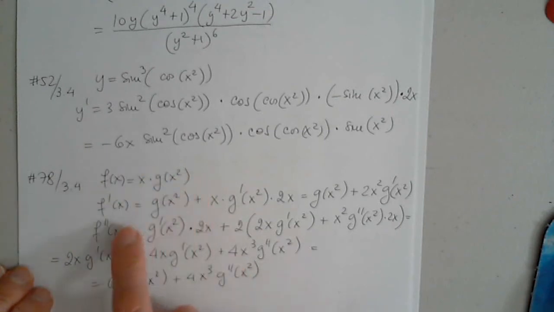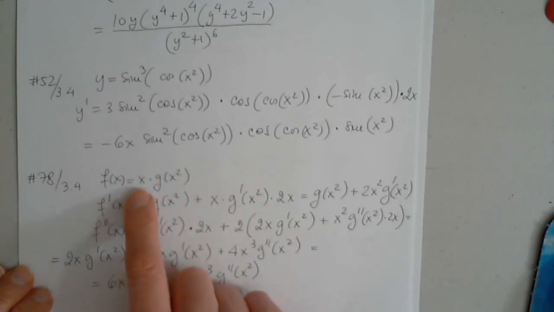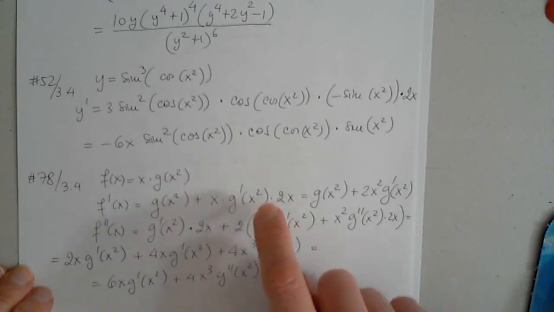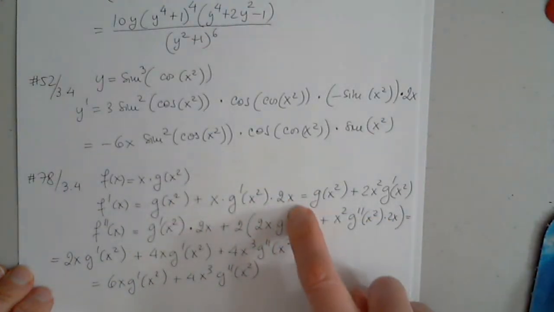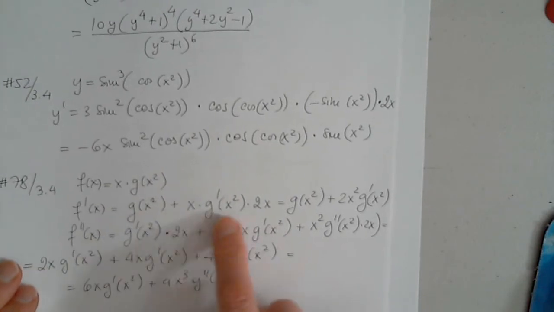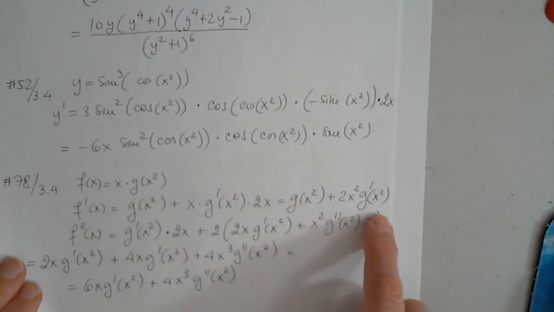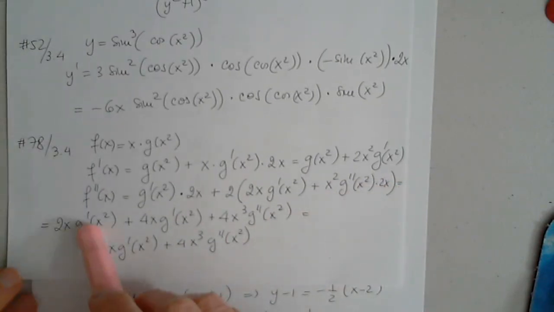We are given a function. We're asked to find the second derivative. So the first function prime is 1 times the second plus the first times the second prime times the inner function prime 2x. So this is copied, and I multiply x by 2x to get 2x squared times g prime of x squared. Now the second derivative.